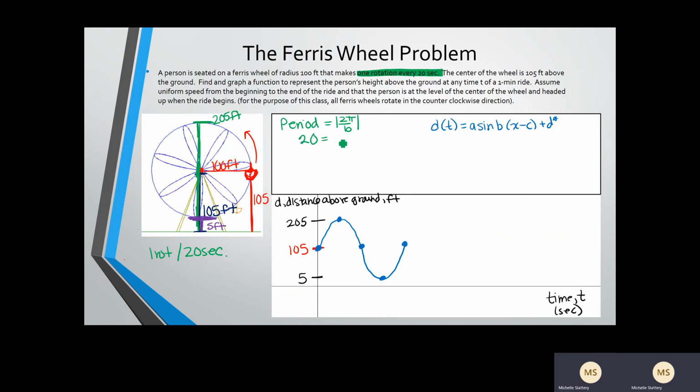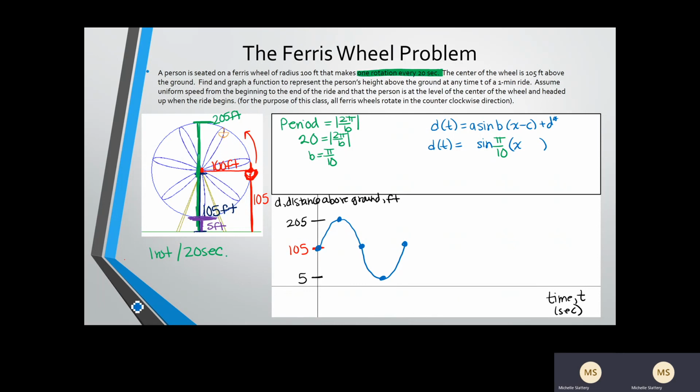So I'm going to plug in 20 equals the absolute value of 2 pi over b. I'm always going to use a positive b value because that just makes it a little bit easier. And I solve this and I get b is equal to pi over 10. So now I have my b value in my function, so I can plug that in, pi over 10. I know that I'm going to have sine, so d of t equals, and I still need to find my a value, and I still need to see if I have a c value, and then my d value. All right, so let's go to the a value.